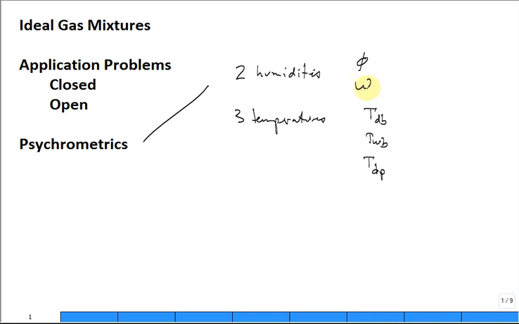Humidity ratio. All right, what type of balances have we done with moist air mixtures? Yeah, so you have two mass balances. One is of the dry air, and one is of the water. So you have a water mass balance and a dry air mass balance. And then we're going to have an energy balance.